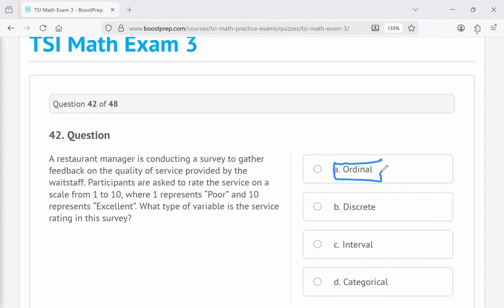It is ordinal. The reason why is because this is a service rating, so anything that's related to service rating is an ordinal variable. An ordinal variable represents categories with a natural order. So anything that has some kind of order is ordinal. Okay, so it's going to be A.